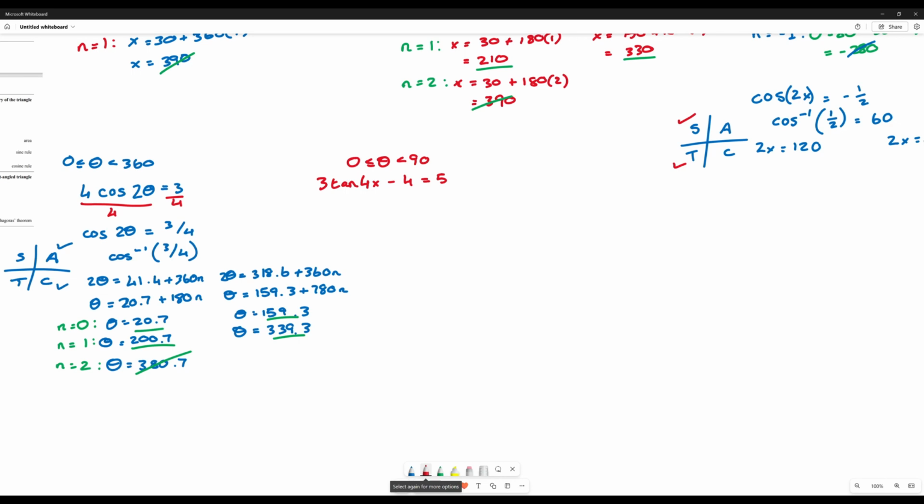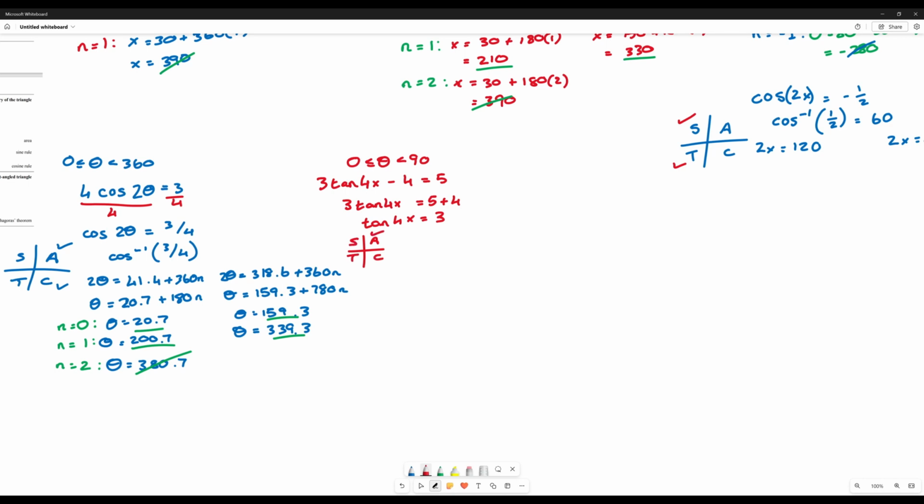Again, here we just want tan of 4x is equal to something. We need to get rid of all the other things. So what we do is we get rid of the thing that's least attached to the tan first. I move the minus 4 across, then divide both sides. Well, 5 plus 4 is 9. Divide both sides by 3 then, and you get 9 over 3, which is 3. And then you just go, tan of an angle is equal to a number.